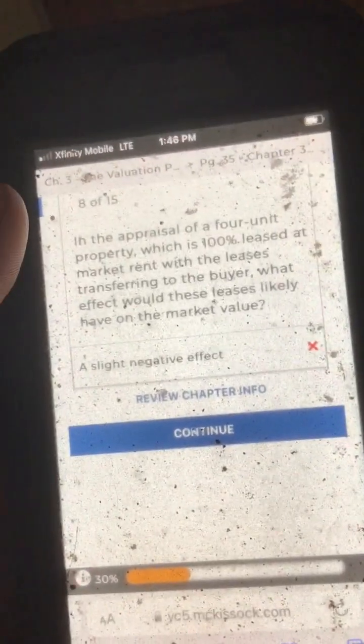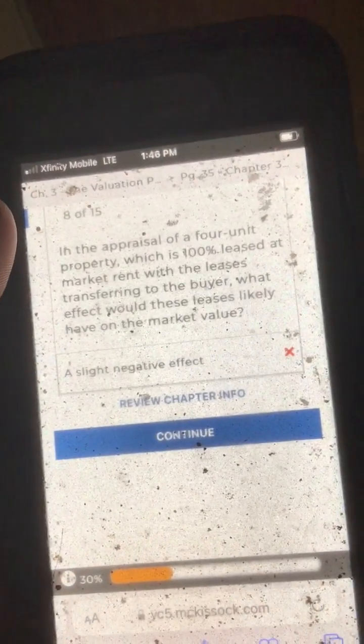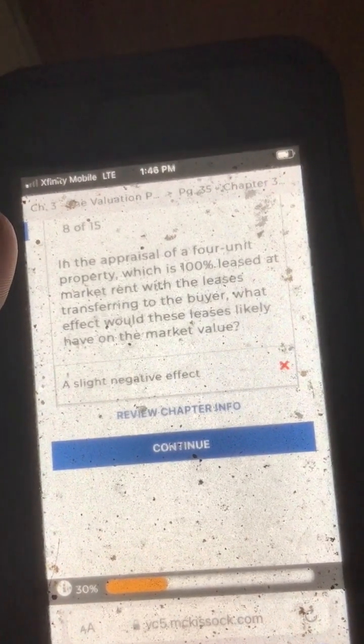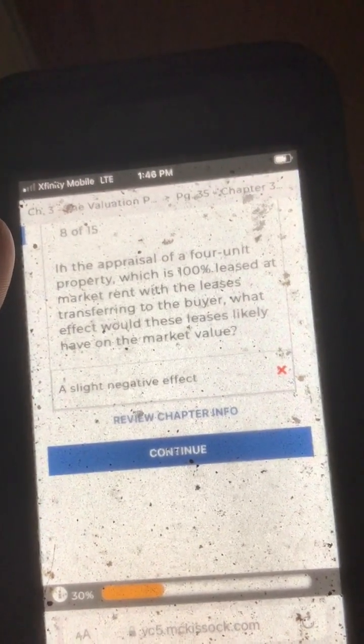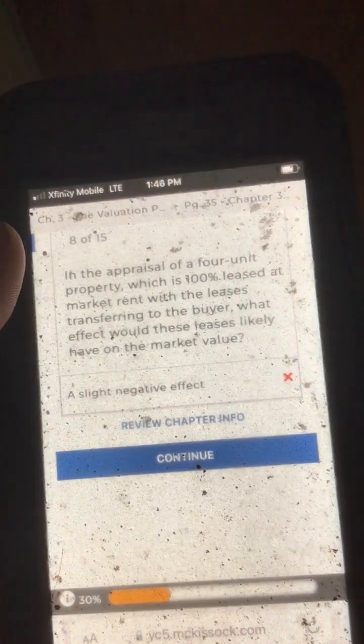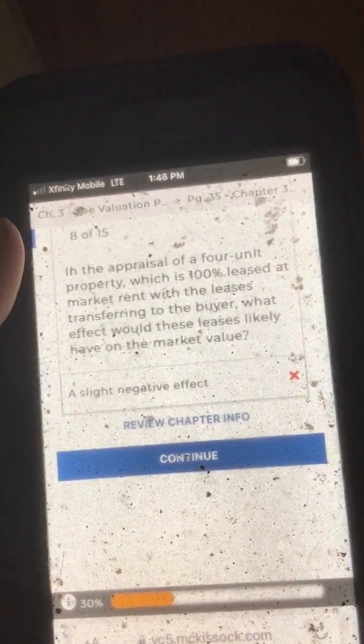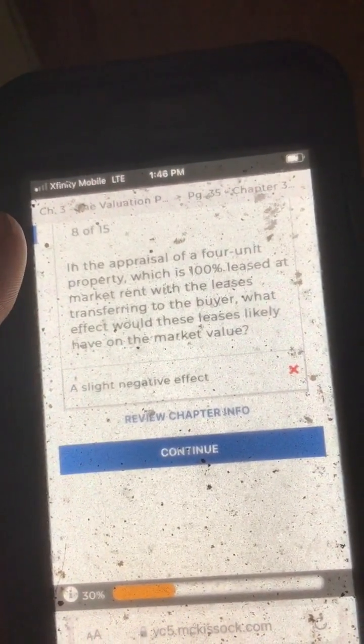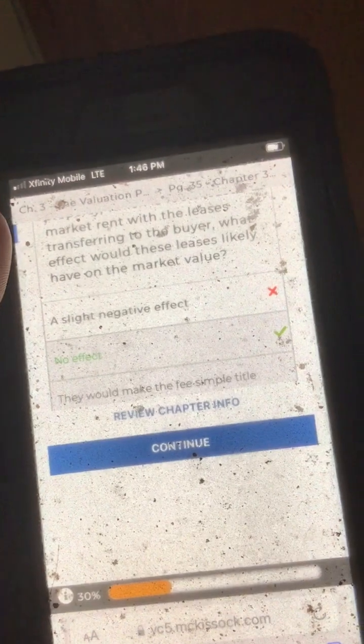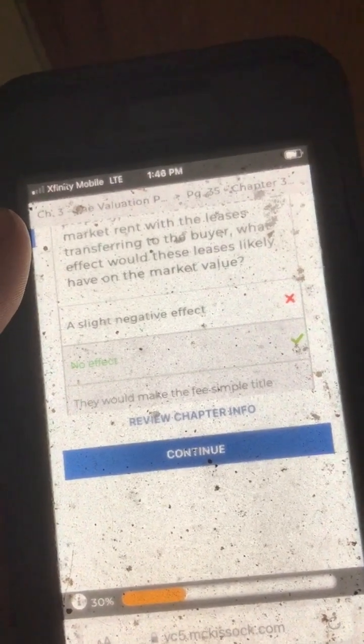Number 8. In the appraisal of a 4-unit property, which is 100% leased at market rent, with the leases transferring to the buyer, what effect would these leases likely have on the market value? You said a slight negative effect. That's incorrect. The correct answer was no effect.